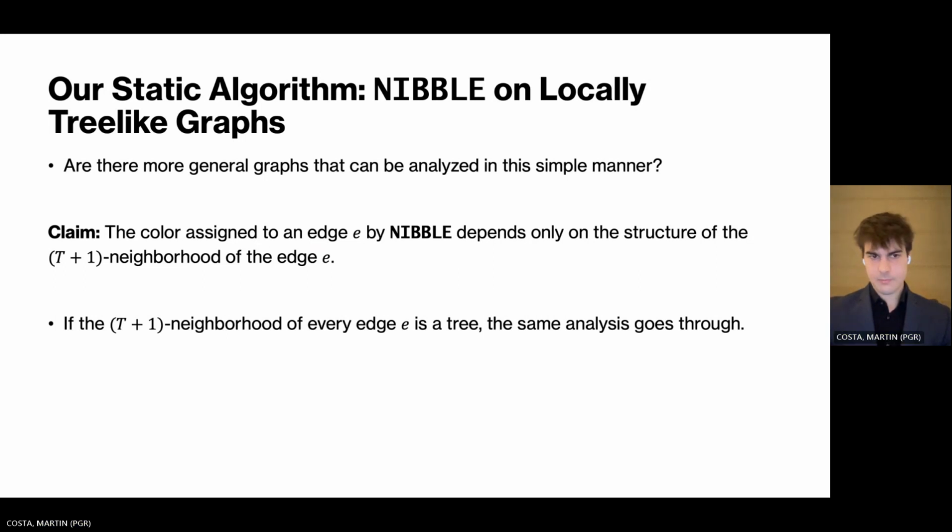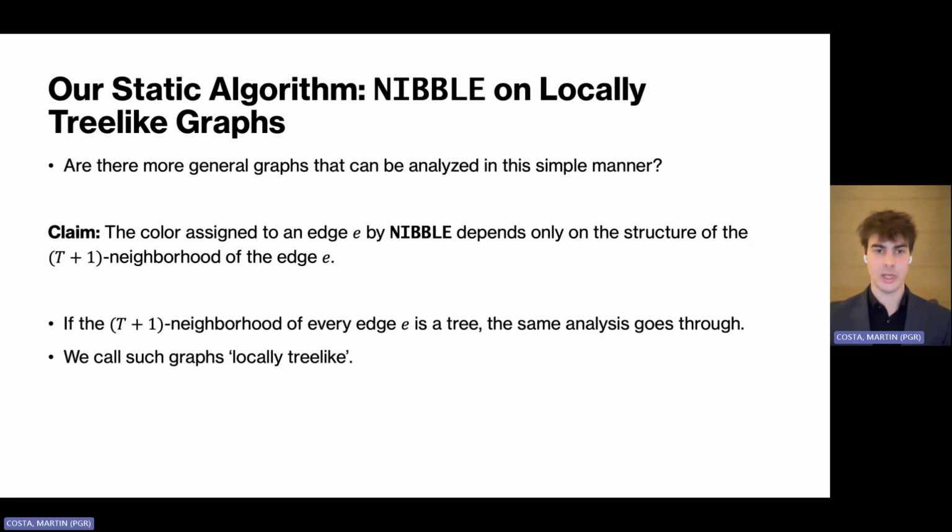So as long as the t+1 neighborhood of every edge in the tree, if every edge in the graph is a tree, the same analysis will go through. So we don't need the entire graph to be a forest. We just need the t+1 neighborhood of every edge to be a tree, which is also a forest, of course, but the neighborhood of an edge will be a connected component. And this class of graphs, which we'll refer to as locally tree-like graphs, is much more general than just forests. And suddenly there is hope that we might be able to reduce to this class of graphs.